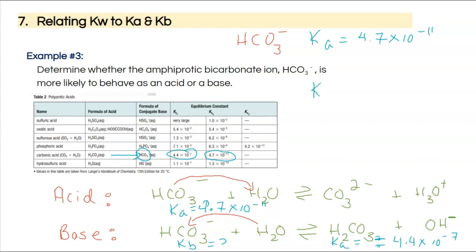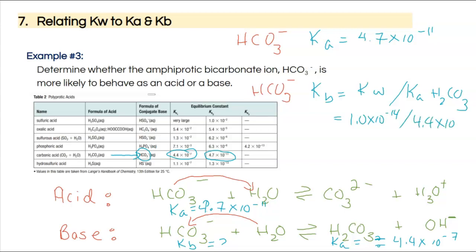So my Kb for HCO3 minus is going to be my Kw divided by the Ka for H2CO3, the conjugate acid. So 1.0 times 10 to the negative 14 divided by 4.4 times 10 to the negative 7. Again, that's the Ka for carbonic acid. Plugging that in my calculator, the value that I'm getting here is 2.3 times 10 to the negative 8.